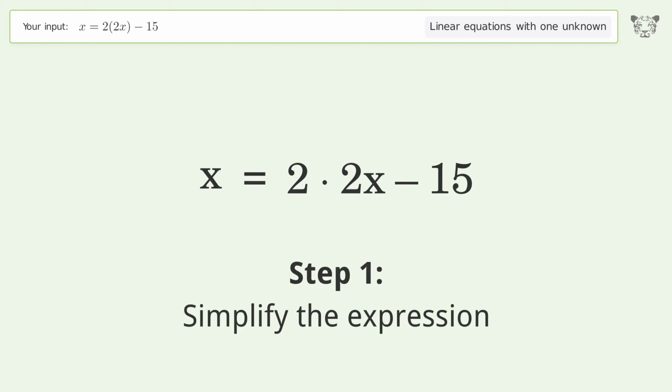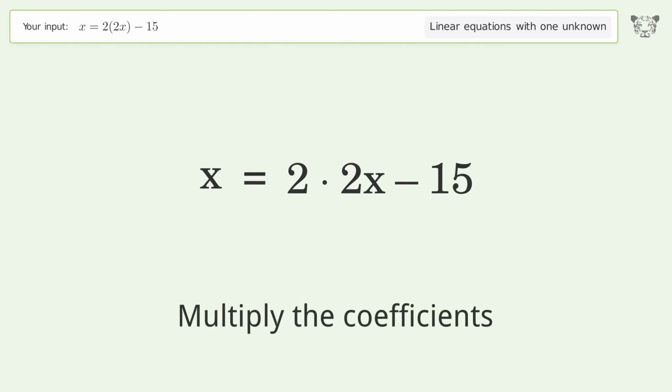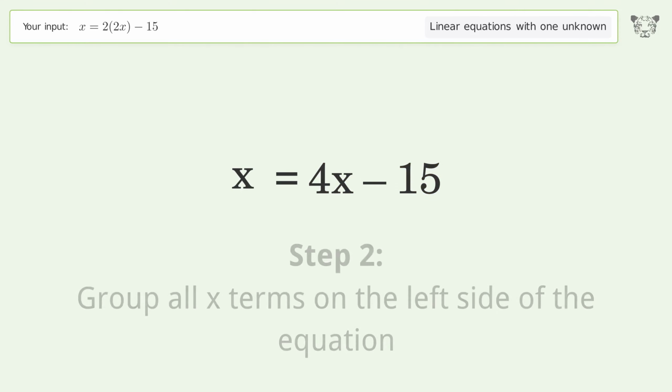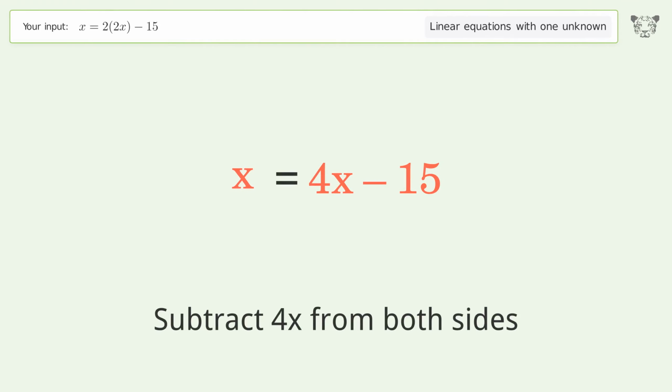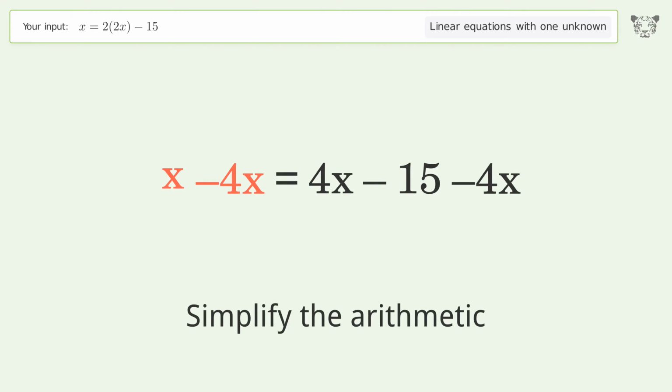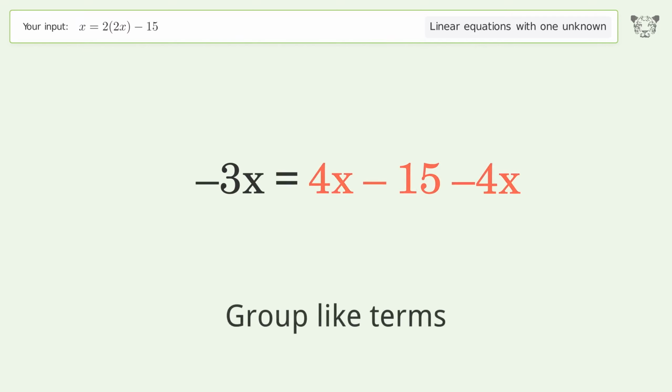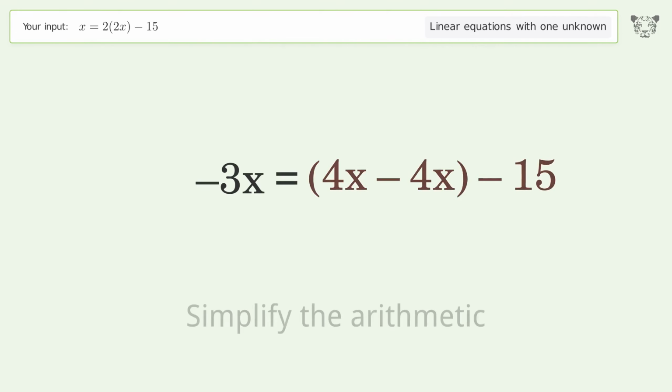Simplify the expression. Multiply the coefficients. Group all x terms on the left side of the equation. Subtract 4x from both sides. Simplify the arithmetic. Group like terms. Simplify the arithmetic.